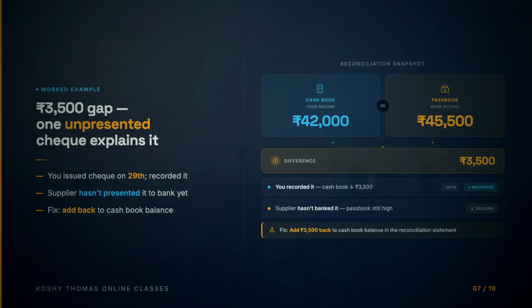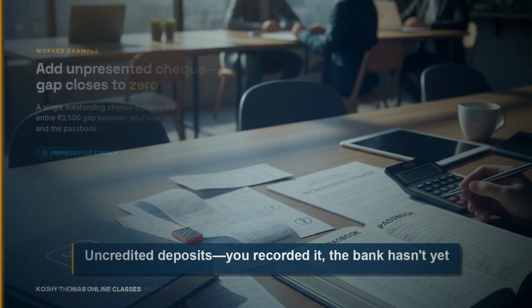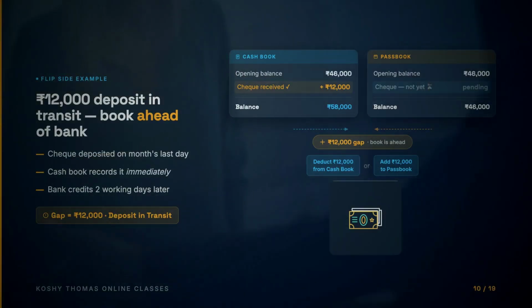You issued a cheque for 3,500 Indian rupees to a supplier on the 29th, but the supplier hasn't deposited it yet. So your book already shows 3,500 Indian rupees less. The bank still shows the full amount because the cheque hasn't hit them. This is an unpresented cheque. The passbook is temporarily higher. That is it. One cheque, one explanation, 3,500 Indian rupees solved. Here is how the adjustment looks in the reconciliation statement for this specific case.